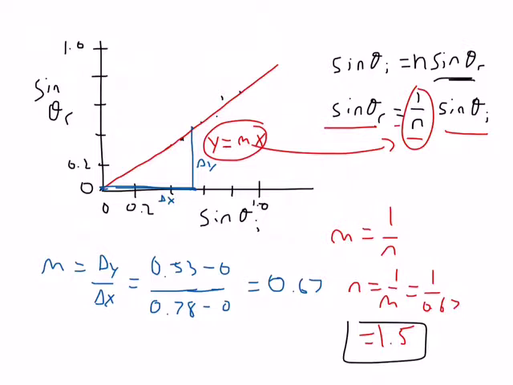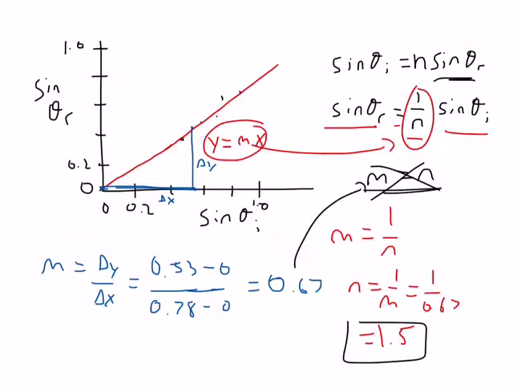But if I had mistakenly come to the conclusion that m equals n, which is not true, I would have said that n is 0.67, that's less than 1. Immediately, I would know something is wrong and I could go back and check.